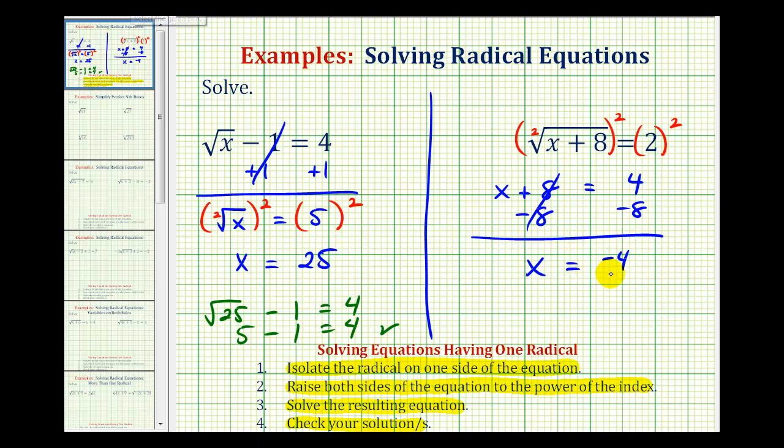Now let's go ahead and check our solution. We'll substitute negative 4 for x into the original equation. So we'd have the square root of negative 4 plus 8 equals 2. Well, negative 4 plus 8 is equal to 4, and the square root of 4 is equal to 2. Therefore, our solution checks.